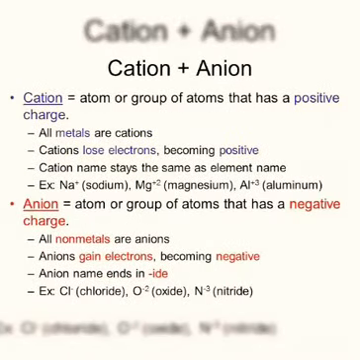An atom or group of atoms that has a positive charge is called a cation. Generally, all metals are cations, that is, they have a positive charge. Cations lose electrons and become positive. In the same way, anions are atoms or groups of atoms that have a negative charge. All non-metals are anions. Anions gain electrons and become negative.